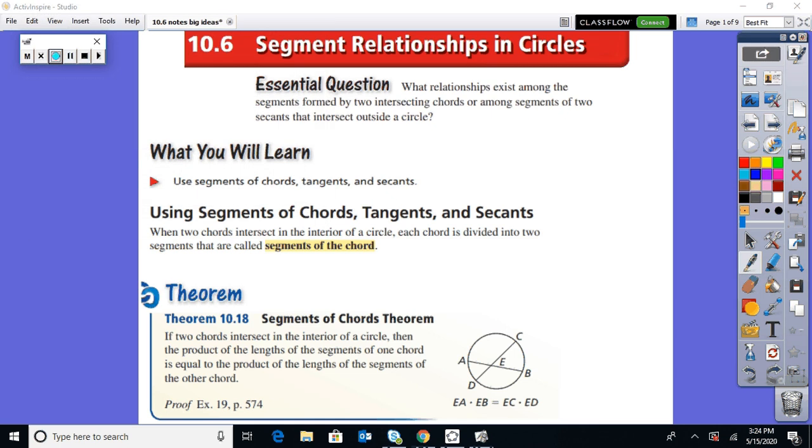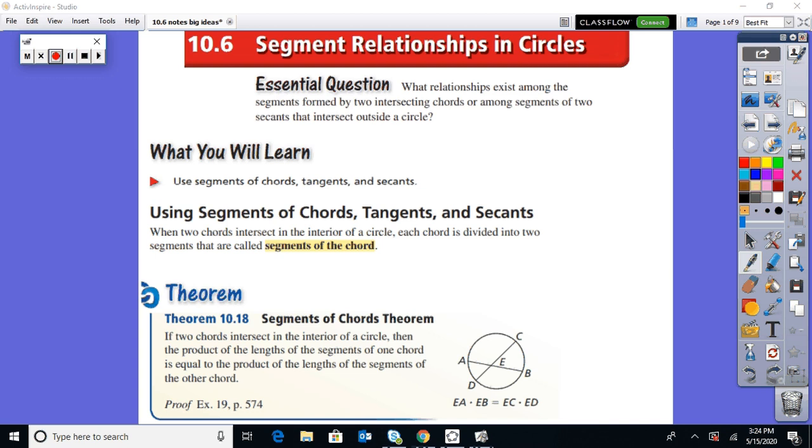As we wind down, we've got two more sections in chapter 10. And this one deals with the segments that happen inside of circles. And it's pretty cool how it actually works out. So here we go. What we will learn is using segments of chords, tangents, and secants.